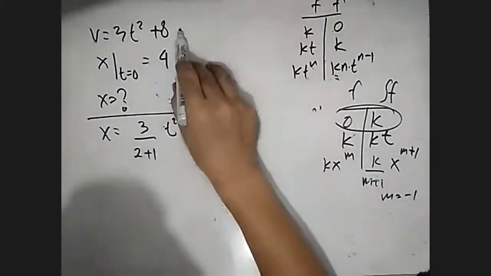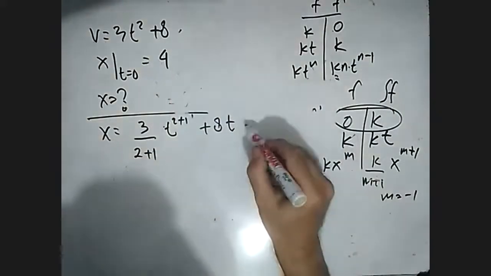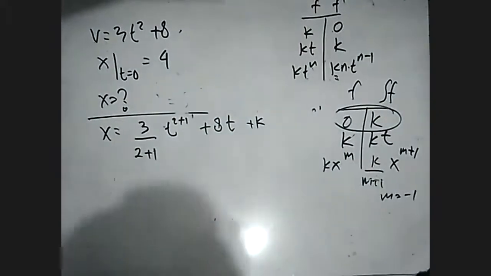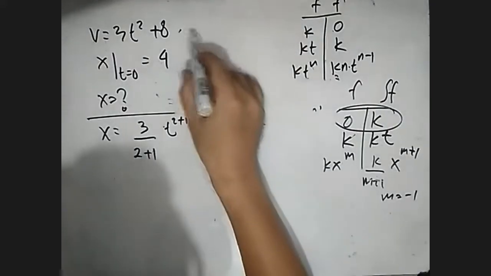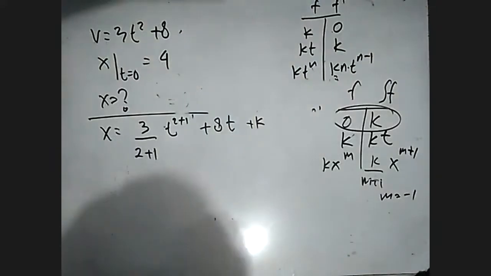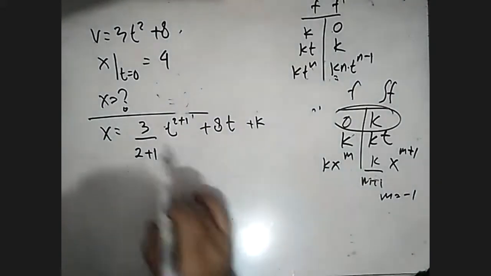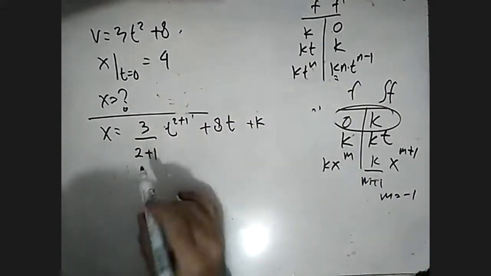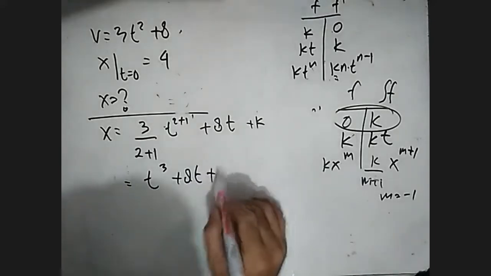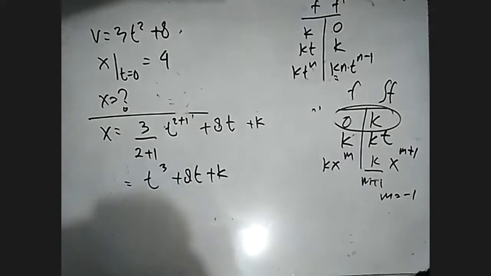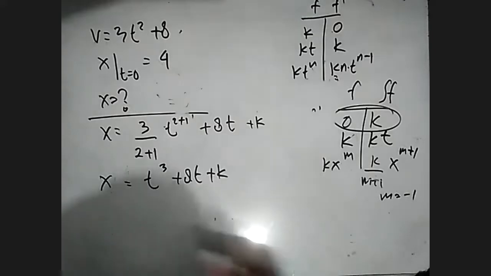Now, this is always having plus 0 in the end, so plus some number, plus constant k. We always add constant k here because at the end, always plus 0, right? Now let's simplify this. 3 over 2, 3 is 1. So that's going to be just t cubed plus 8t plus k, which is x. Okay, up until this, okay.